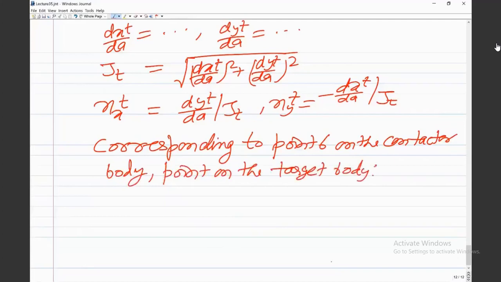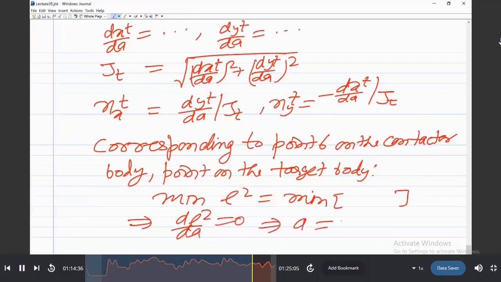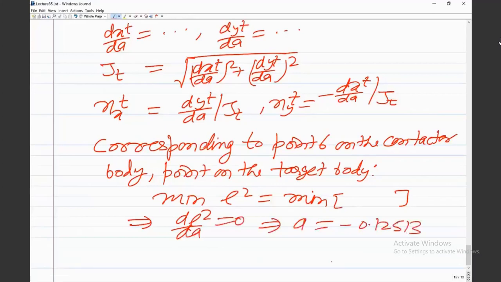How do we get that? So we have said that minimize the distance L square, which is the minimum of distance between the point 6 and some point with parameter a on the target body, and from this you will get dL square by da equal to 0. Solve for that, you will get the value a, and a comes out here now if you do all the calculation, 0.12513. That is the value of a which is coming out from this.